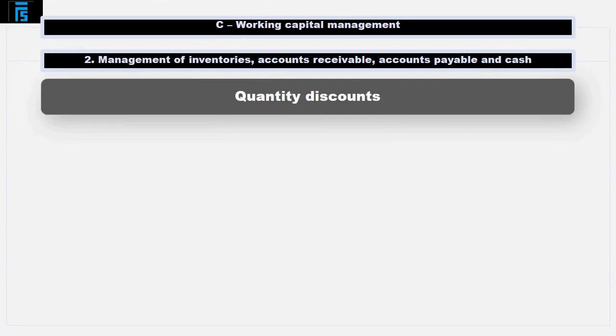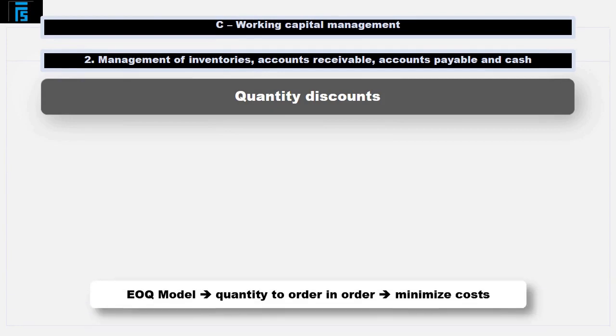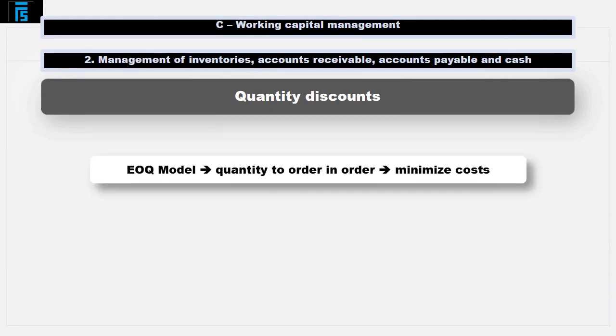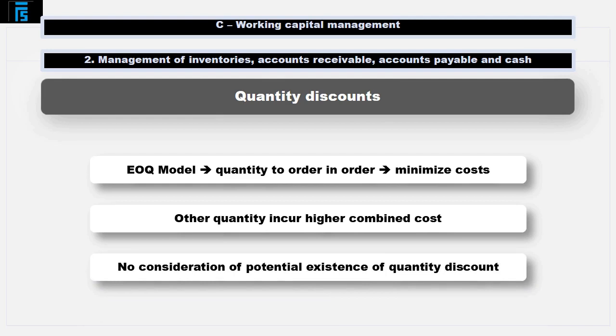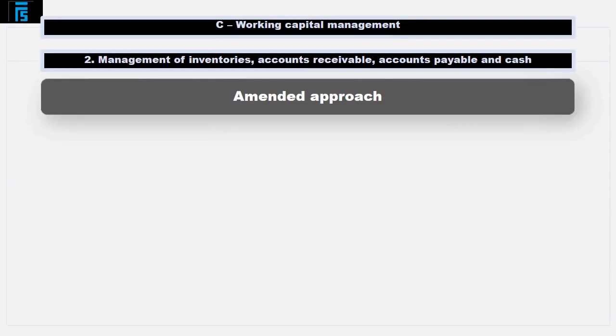Quantity discounts. As discussed already, the EOQ model identifies the quantity to order in order to minimize inventory costs, i.e., the cost of ordering costs and holding costs combined. A business that is placing orders for any other quantity will incur a higher combined cost for CO and CH than is necessary. However, as also discussed, the model does not consider the potential existence of quantity discounts and will not consider this aspect where they do. Accordingly, where discounts are offered by suppliers, an amended approach is required.